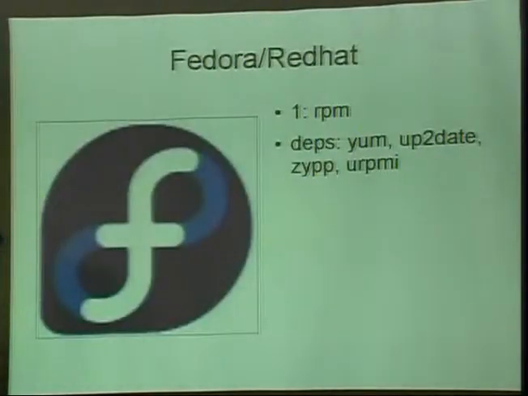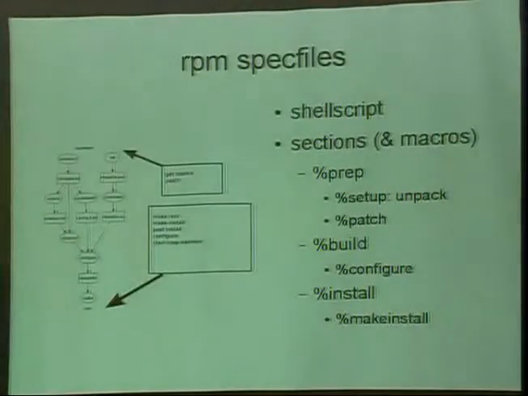Ooh, I'm running low on time. Fedora, the one file is RPM. For multiple dependencies, you have yum or up2date or zypper if you're running OpenSUSE, or urpmi for Mandrake. RPM spec files are really just shell scripts with section markers.